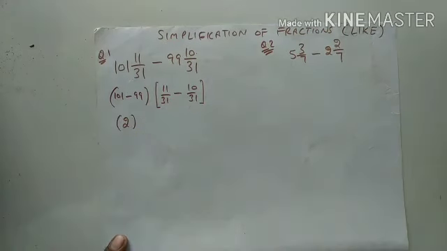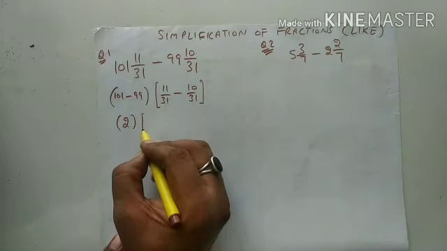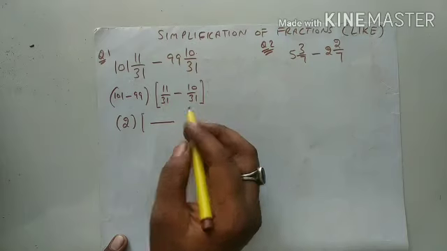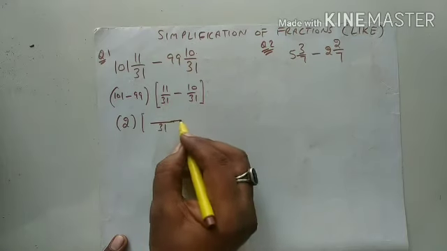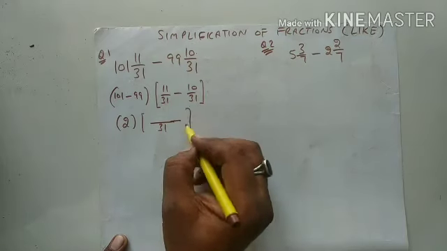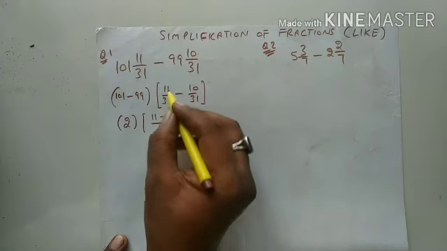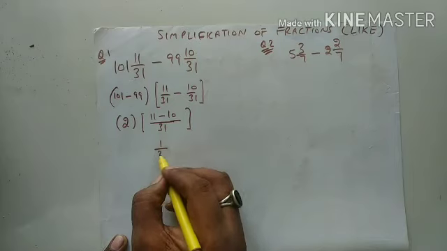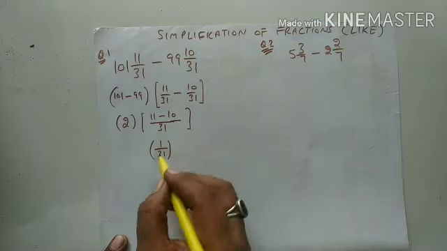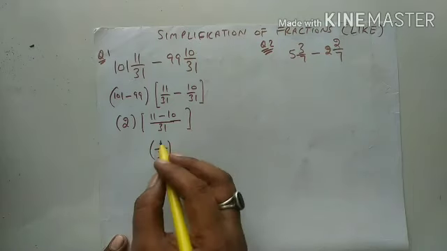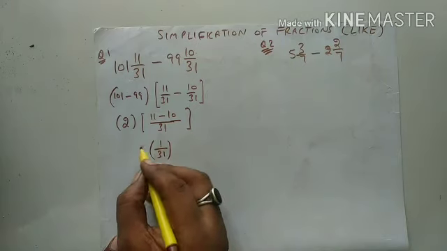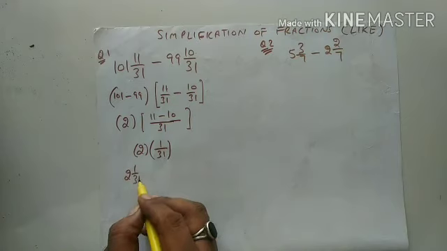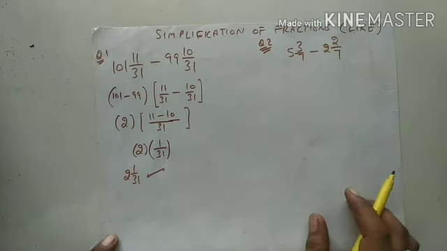Okay, I will write this as a complete number and this is very easy to solve, as you know, because these are like fractions. Therefore you will write the common denominator 31 and 11 minus 10. Okay, 11 minus 10, that is 1 over 31. So in this bracket the proper fraction is 1 by 31 and the complete number is 2. So your answer is 2 and 1 by 31. So this completes my answer.